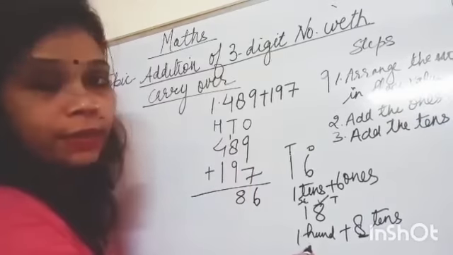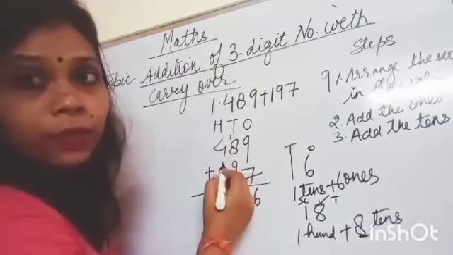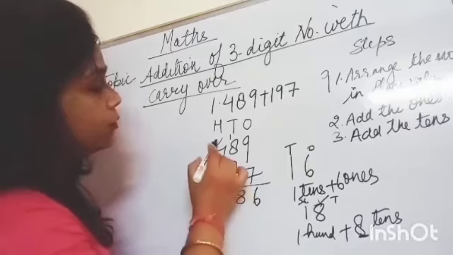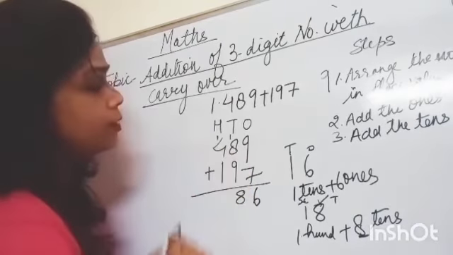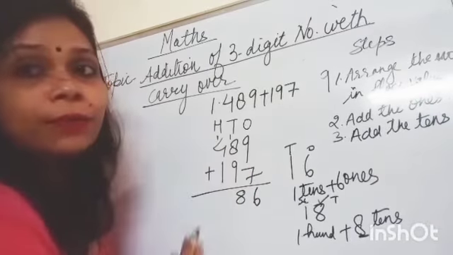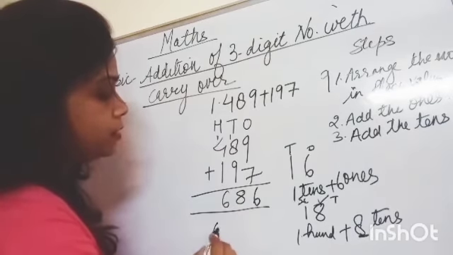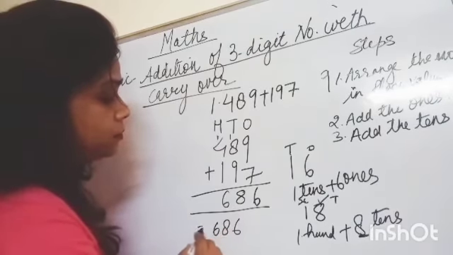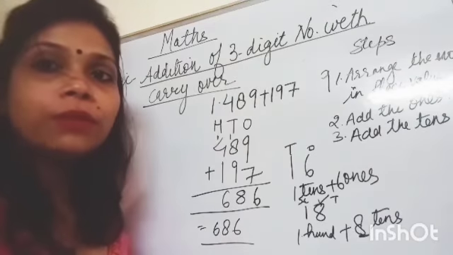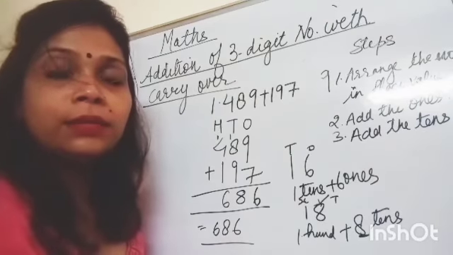The 100 is carried over to the hundreds place. So we have carried 100 to the hundreds column. 4 plus 1 is 5, 5 plus 1 is 6. So the answer is 686. I hope, students, you have understood how to add the 3-digit numbers.